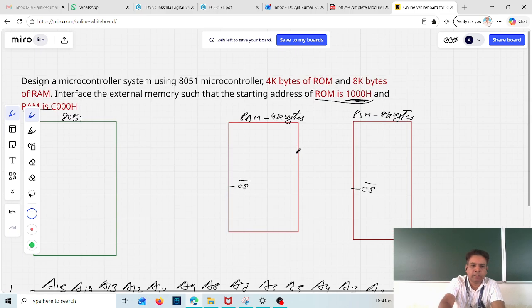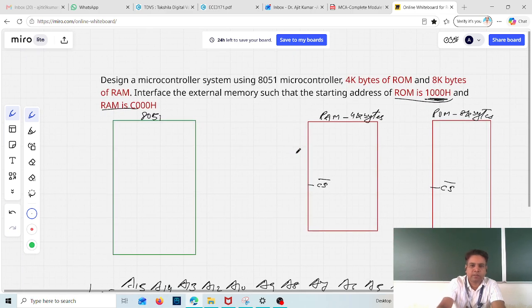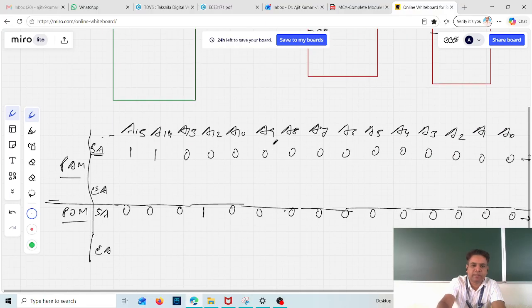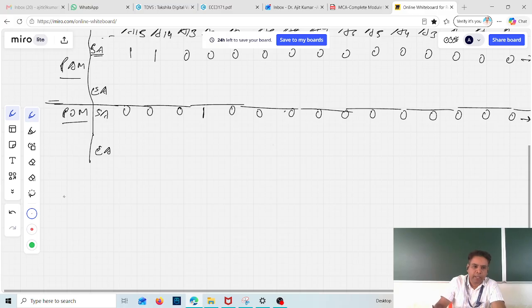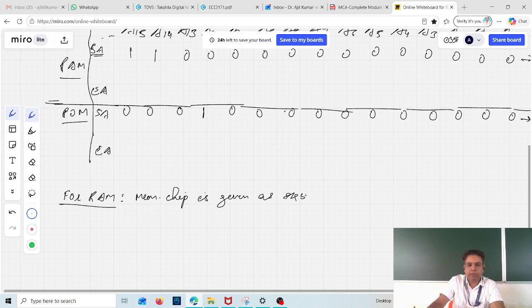Okay, so see here, what is that will be decided by the memory chip capacity. For the RAM, the memory chip capacity is given as 8 kilobytes.